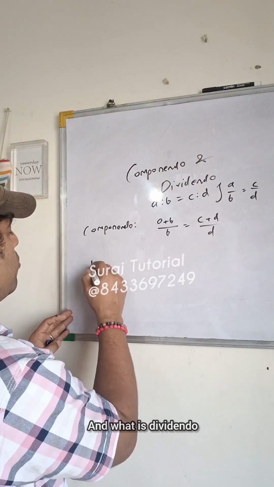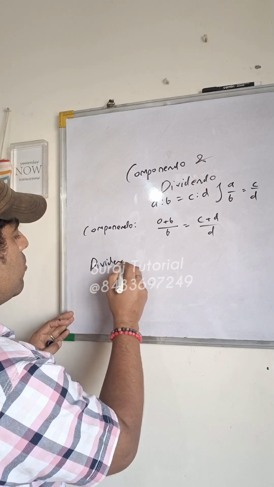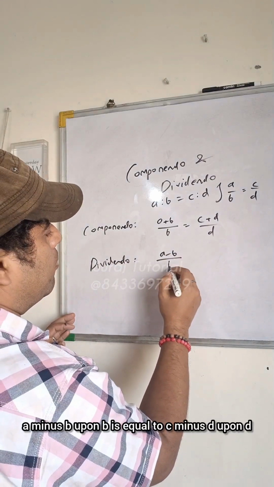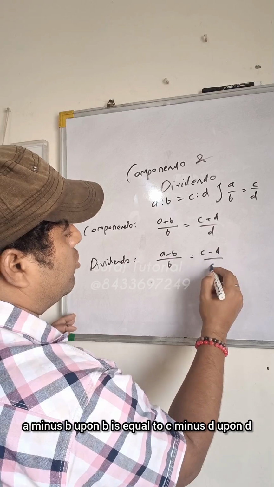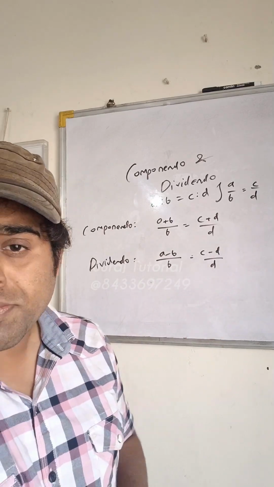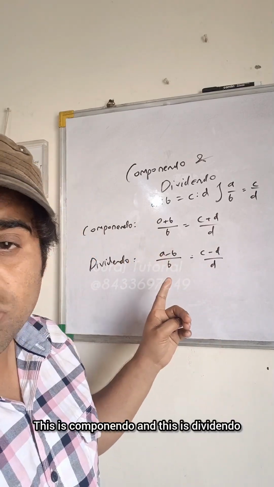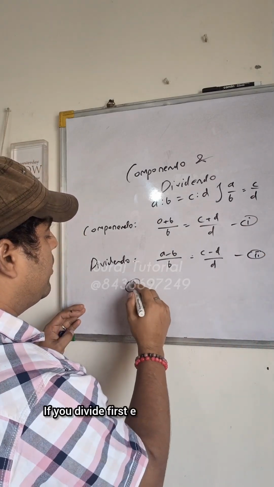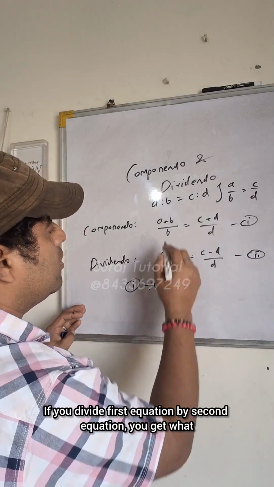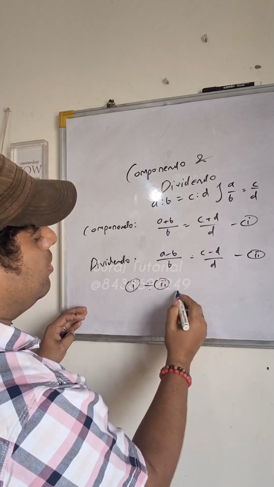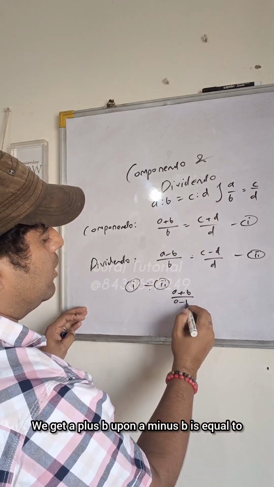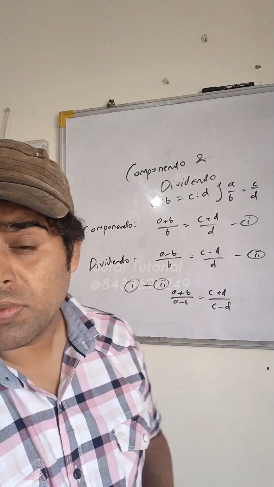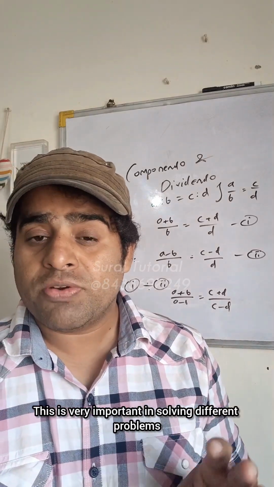And what is dividendo? This is dividendo: (A minus B) upon B is equal to (C minus D) upon D. This is componendo and this is dividendo. This equation first and this equation second. If you divide the first equation by the second equation, you get what? B and B cancel. We get (A plus B) upon (A minus B) is equal to (C plus D) upon (C minus D). This is very important in solving different problems.